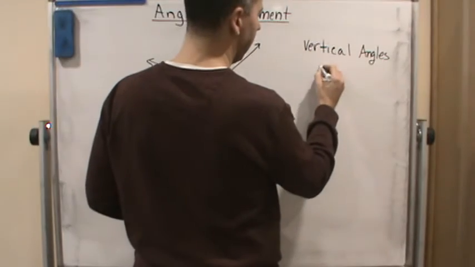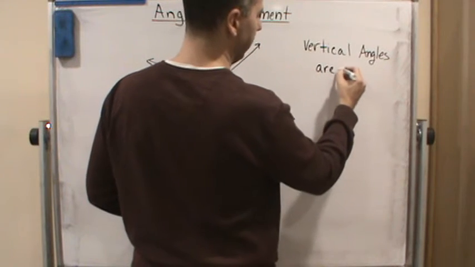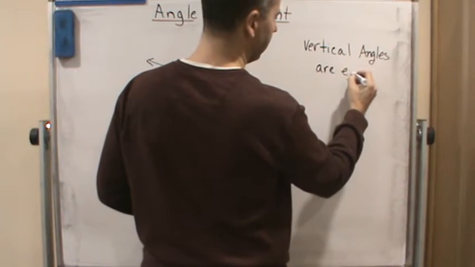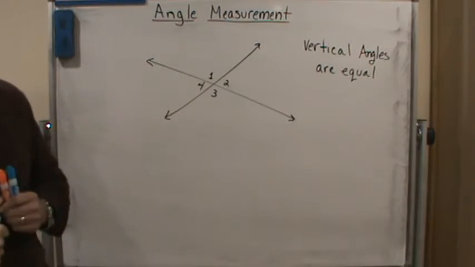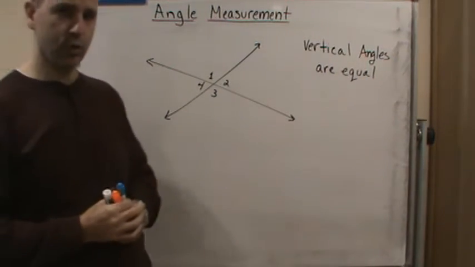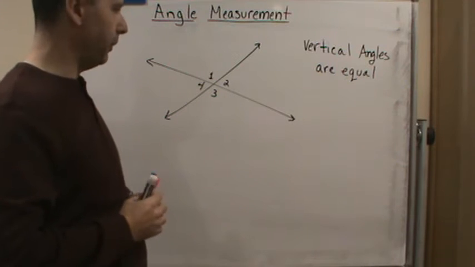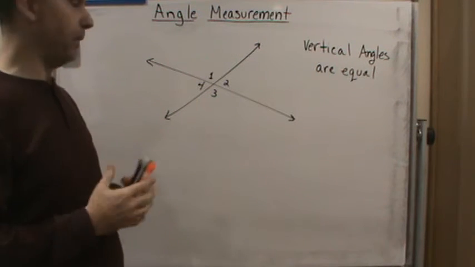Vertical angles are equal, or what we call congruent. So vertical angles are equal measure. They have equal measure. So that's what we mean when we use the term congruent. They're angles that are equal in measure.